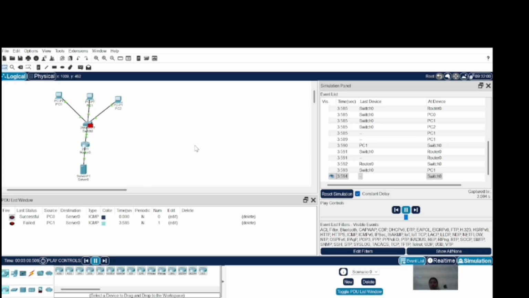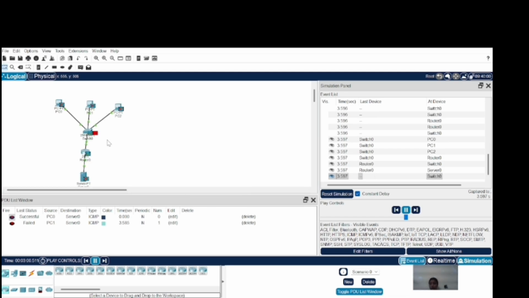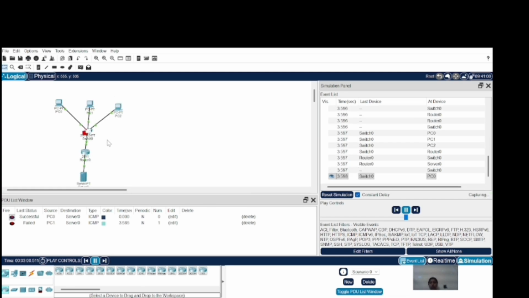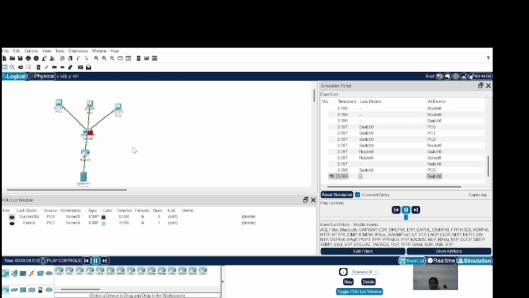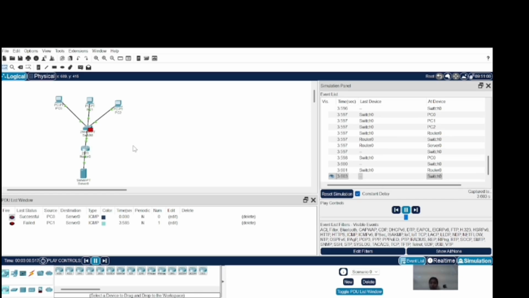Now we will apply the mitigation technique on the router, and I configure the ACL. The ACL blocks the traffic coming from the attacker's IP addresses, and after creating the ACL, I apply it to the router interface. The router now filters incoming packets based on these rules.